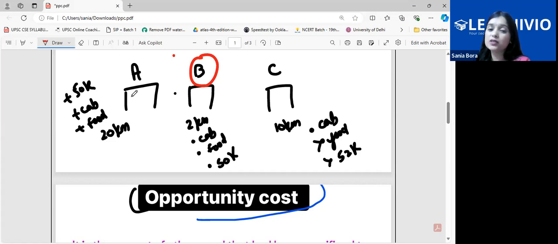But the next best option for you is this. It is nearby, and you are getting 52,000, so somewhere equal. So first is this and second is this. This is the opportunity you took. But this is the first one which you let go, and this is the second which you let go. So A and C are the opportunity cost.